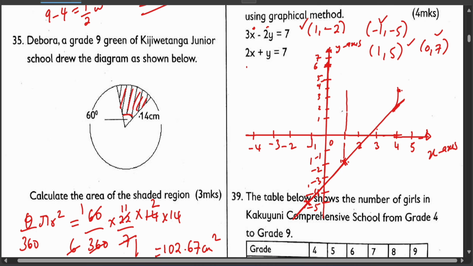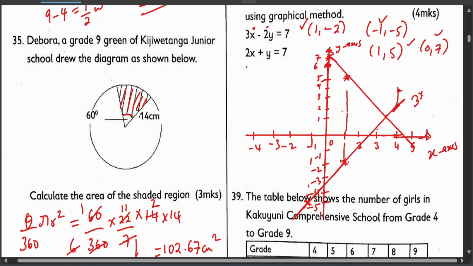1.5 is around here. So this is 1.5 and 0.7. 0.7 is here. So you connect also those 2 points. Once you connect those 2 points, you will get that line meeting the other line, but make sure you also write the equations.